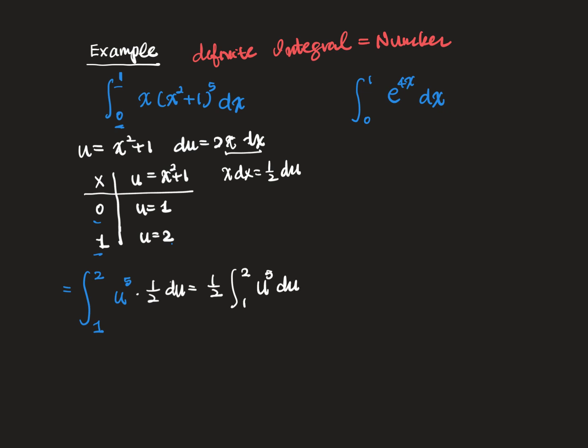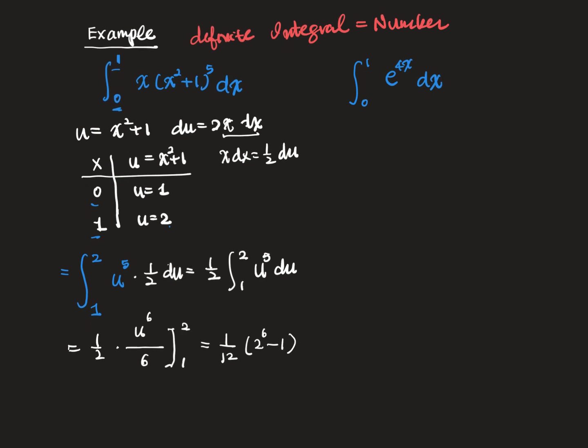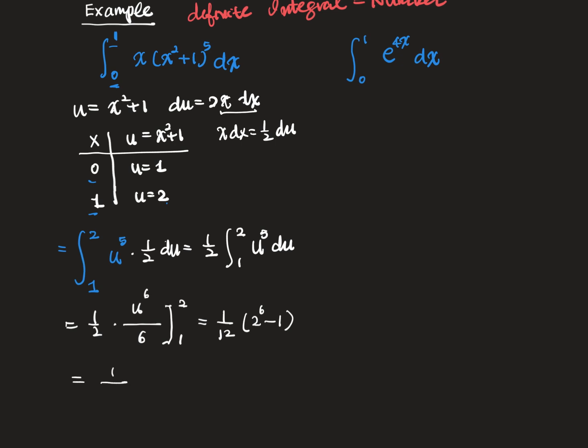Let's use the power rule. This is going to be 1/2 times u to the 5 plus 1, which is 6, over 6, from 1 to 2. That's the definite integral definition. So the number is 1/12 times 2 to the 6 minus 1. So this one is 1/12 times 64 minus 1.